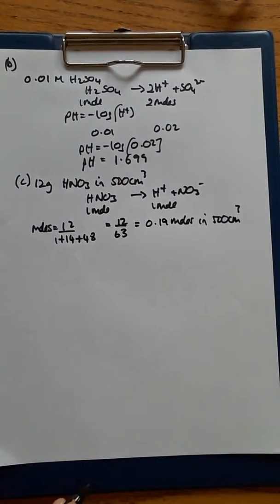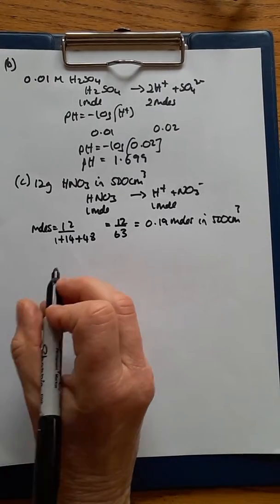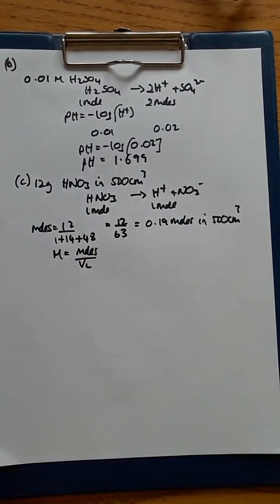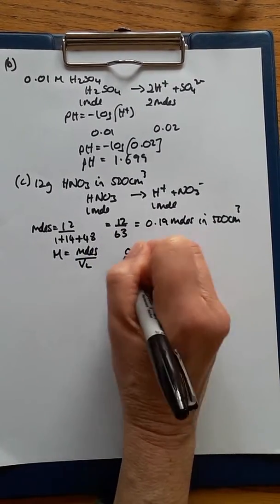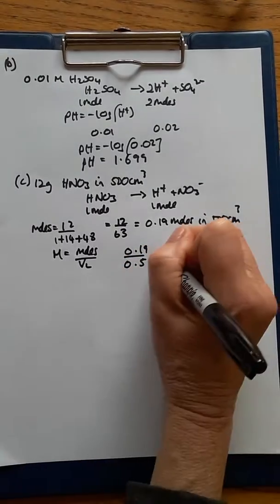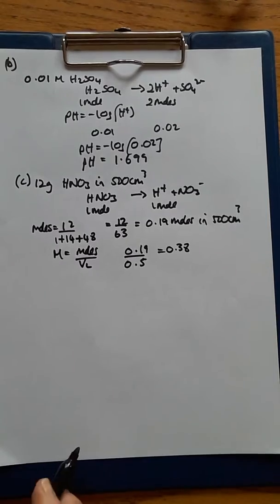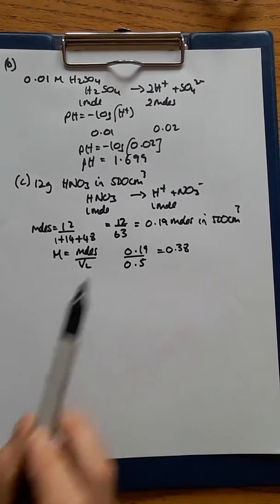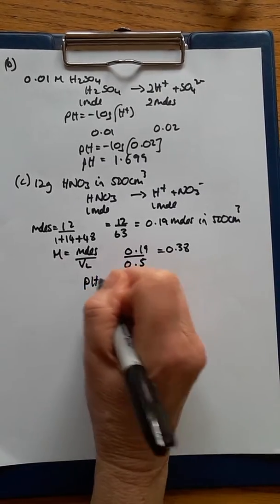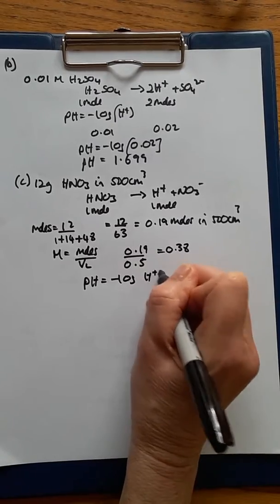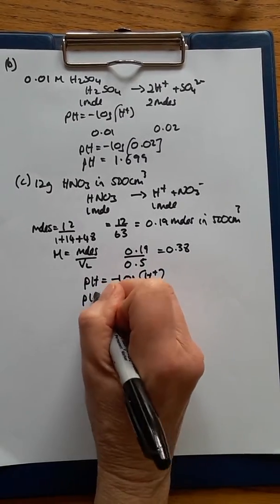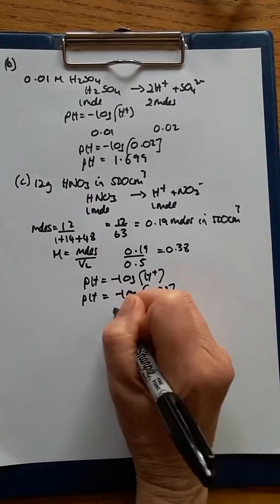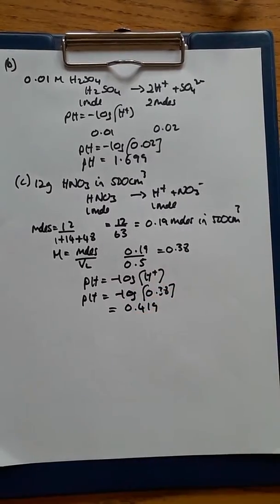So let's convert that to molarity, because concentration is moles per litre. So I'm going to say the molarity is equal to the number of moles divided by the volume in litres, which in this case is 0.19 divided by 0.5. So this is 0.38. So 0.38 moles of nitric acid will give me 0.38 moles of H pluses. So the pH is equal to minus the log of the H plus ion concentration. So that means the pH is equal to minus the log of 0.38. And when I work that out, I get 0.419.